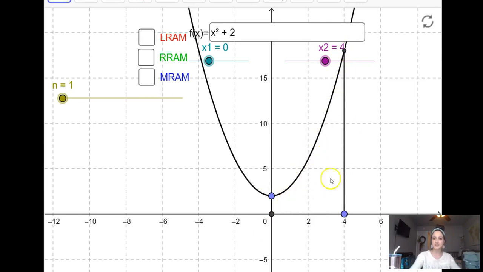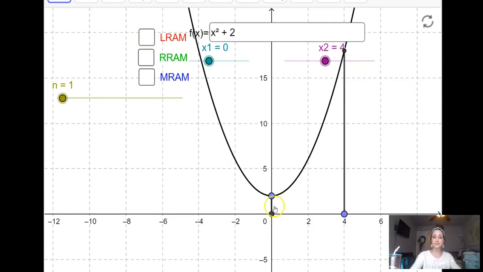It would be this piece here. Okay, what we're going to do is approximate this area using rectangles. So there's 3 different rectangular approximations we can use. The first one is called your left rectangular approximation method, also known as LRAM.